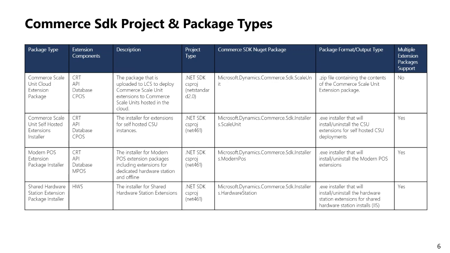For the cloud, the one main package is a CSU, which is going to contain your Headless Commerce API extension, basically the CRT API database, and then the cloud point of sale. Okay, so all these four components are packaged as one zip package and then deployed.